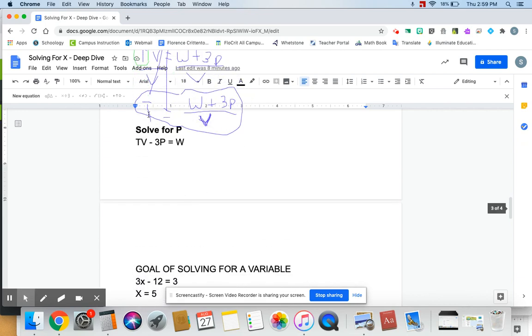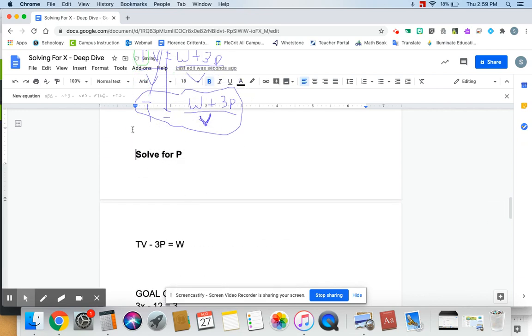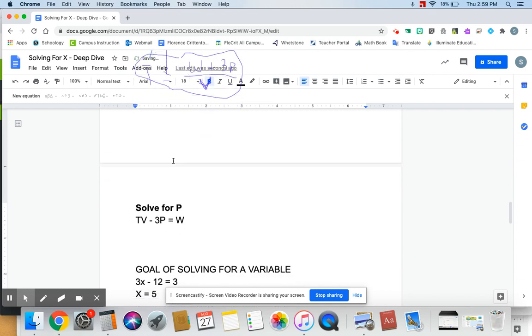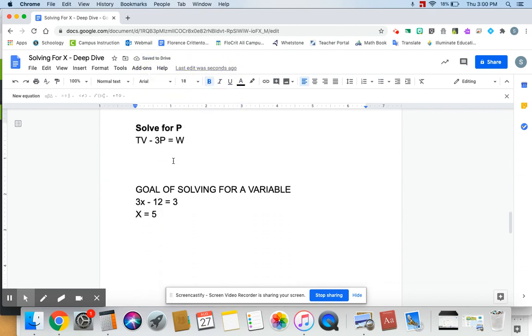One more, we're going to solve this one for P. Quickly, before I solve it, what is it currently solved for? It's currently solved for W because you see how it says equals W? It could have just been written over here, W equals. It doesn't matter what side it goes on, even if we're used to it on the left. So now we're going to rewrite it and solve it for P.